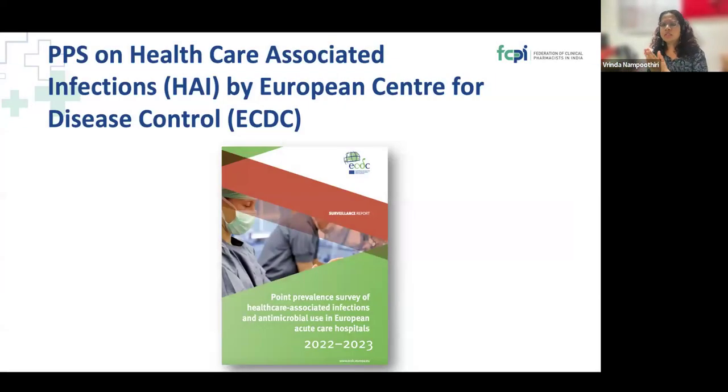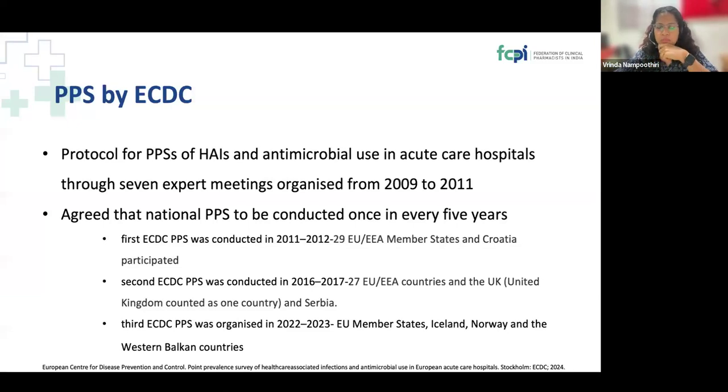Okay, so now we'll just discuss some of the major methodologies for doing point prevalence survey at a global level. The first one that we'll be discussing is the healthcare associated infection PPS, which was developed by the European Center for Disease Control. This PPS protocol is specifically for hospital-acquired infections and antimicrobial use in acute care hospitals, and it was developed through several expert meetings organized between 2009 and 11. And this PPS is conducted in the European countries once in every 5 years.